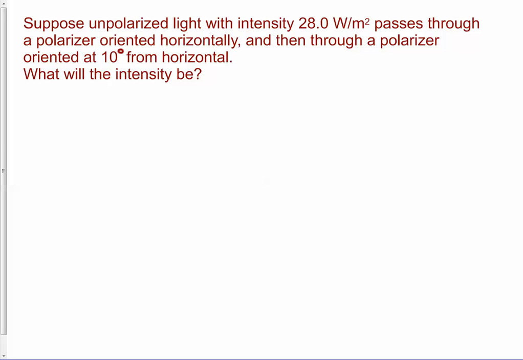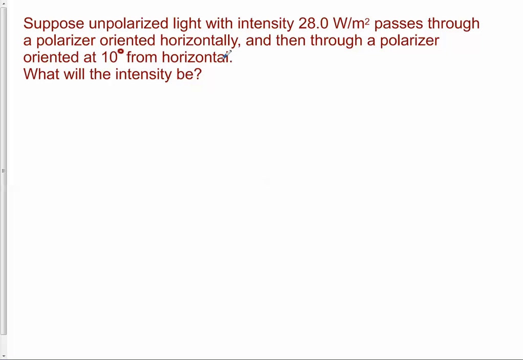So let's finish up this topic with just an example of that. Suppose we start with unpolarized light, and here's its intensity, and it passes through a polarizer that's oriented horizontally. Then we have two polarizers in a row. We then pass it through a polarizer that's oriented 10 degrees from horizontal. So what will the final intensity be?